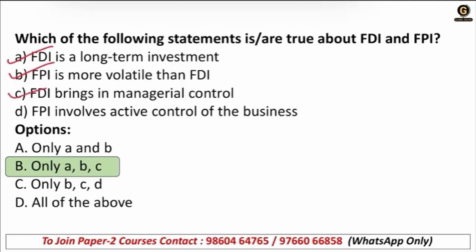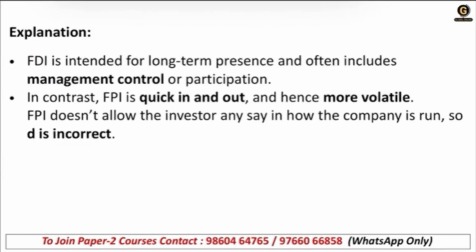FDI is a long-term investment. That is correct. FPI is more volatile than FDI. That is also correct. FDI brings in managerial control. Correct. FPI involves active control of a business? No. That can happen in FDI when you are establishing a manufacturing plant. See, FDI is intended for the long term, right? Presence and often includes management control or participation. In contrast, FPI is quick in and out. Once you have invested for the short term, you withdraw all the money, that is done.